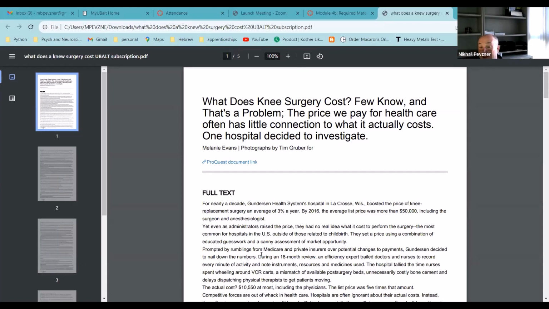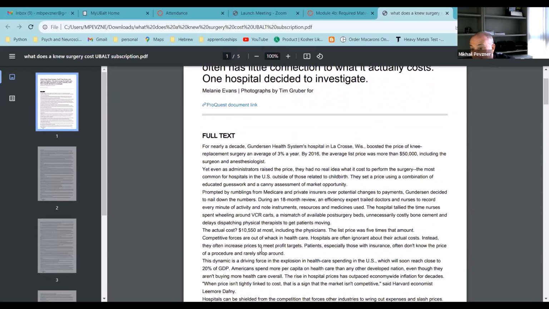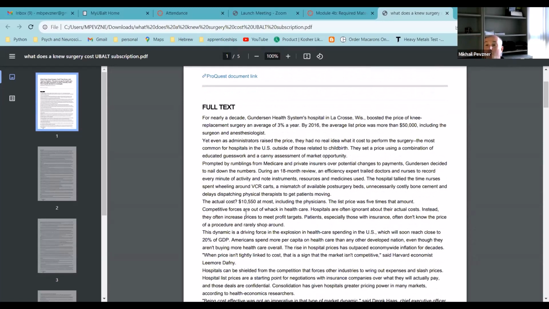Prompted by rumblings from Medicare, surprise, surprise, because the government is the biggest payer here, right? Because who gets knee surgeries? Mainly older people that are on Medicare, and the government just doesn't want to be on the hook over that. And private insurers, or potential changes to payments, Gundersen decided to nail down the numbers.